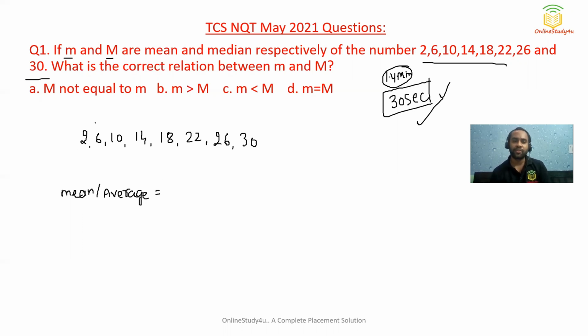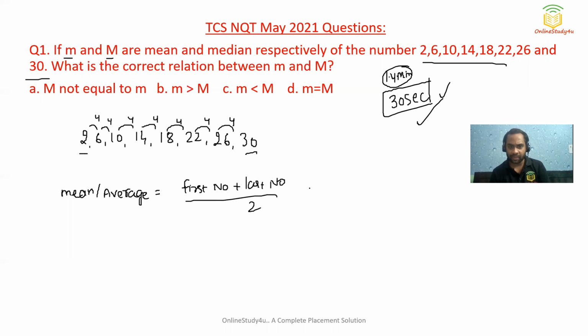Okay, now, so friends, you can see the difference between the numbers is the same. The difference between the numbers is the same. So if the difference between the numbers is the same, then your mean or average will become first number plus last number divided by 2. That means 2 plus 30 divided by 2. So 32 by 2 will be equal to 16.